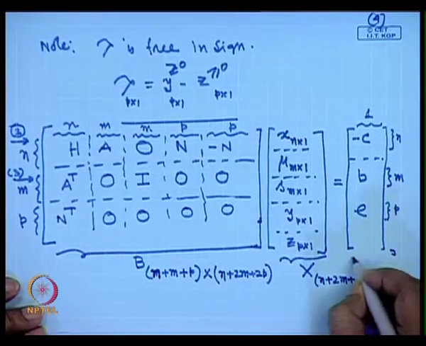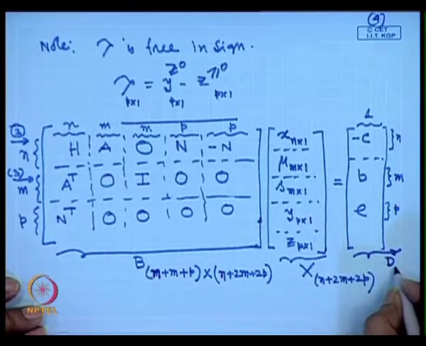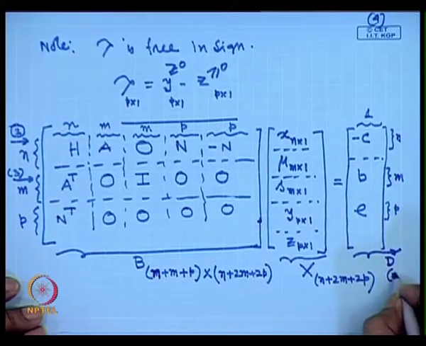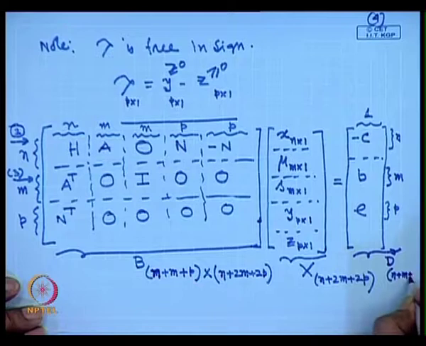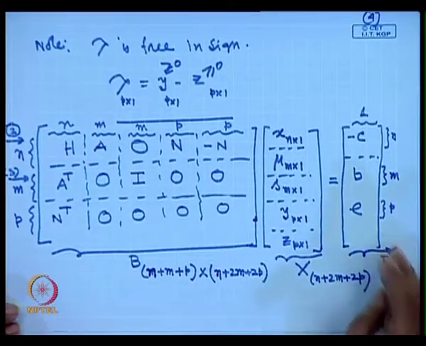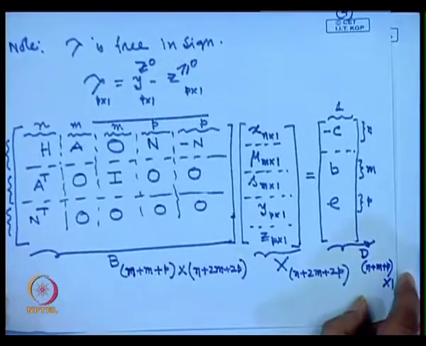So, this X has dimension n plus twice m plus twice p, agree, and this must be equal to D, and the dimension of this D, if you see how many rows there are, is n plus m plus p. So, this dimension is n plus m plus p into 1, and the number of columns is 1, agree? Number of columns is 1. So, now see this.